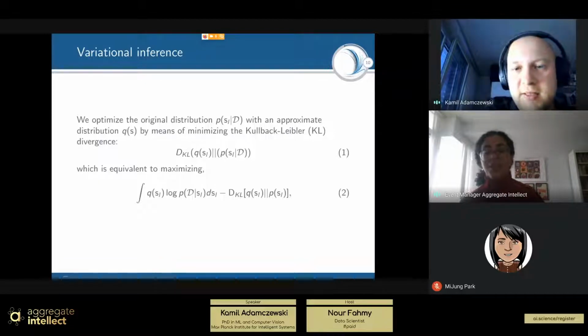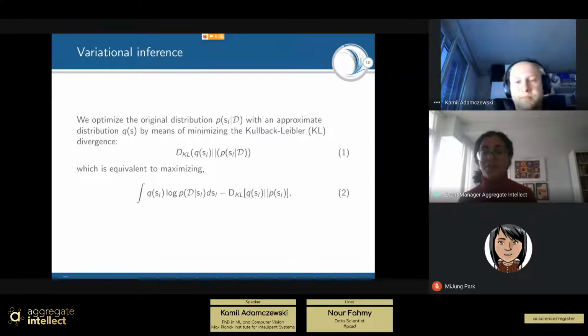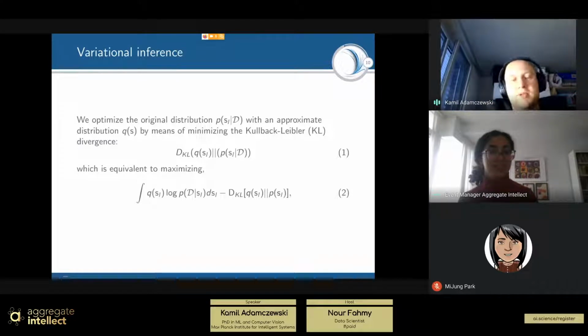Is there a question? Yeah. Can you very briefly explain what the Kullback-Leibler divergence is for people who aren't familiar with it? Yes. I will briefly explain how variational inference works. It's a method of inference.